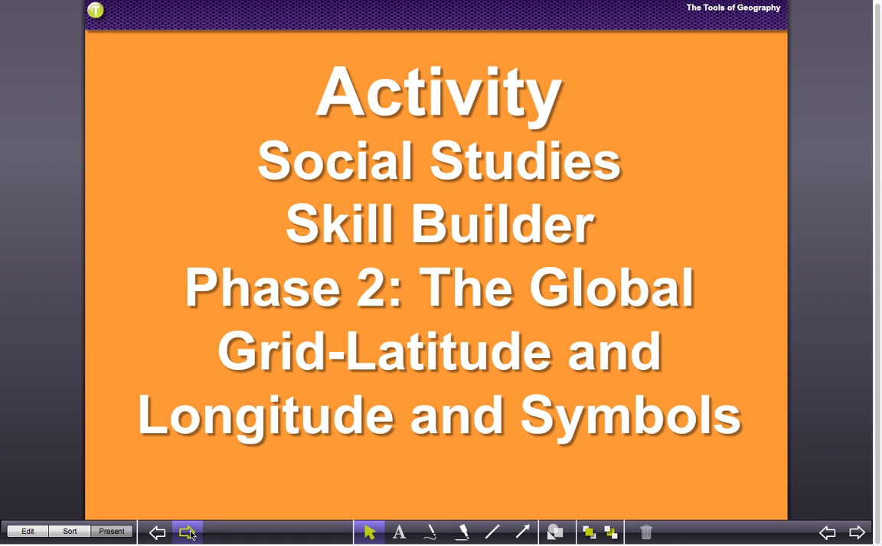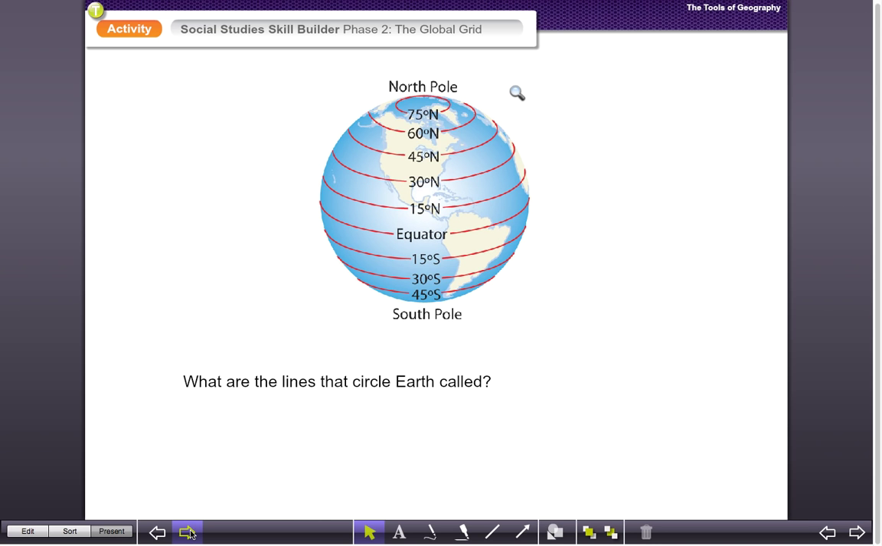So let's see what we can figure out. We're going to start here with asking a question. What are the lines that circle the Earth called? You see some examples here on the picture of the Earth on the top. I want you to think about that a second. These are what we call parallels of latitude, and these start to make up one piece of the global grid. So something to keep in mind, parallels of latitude.